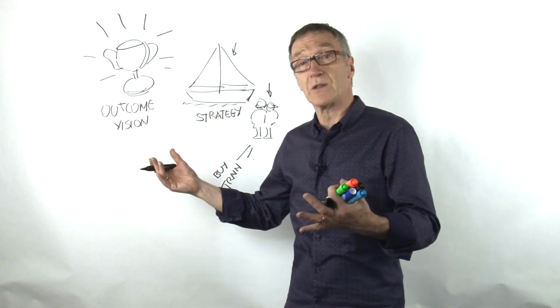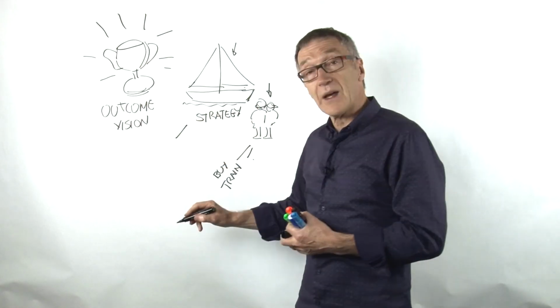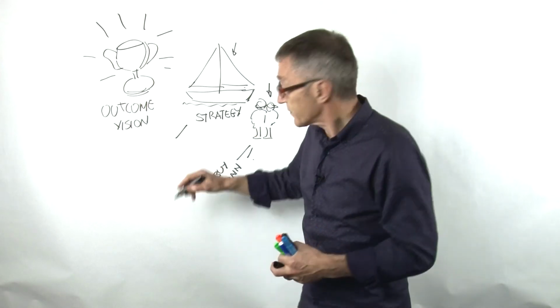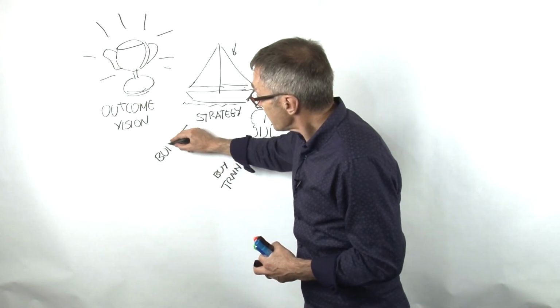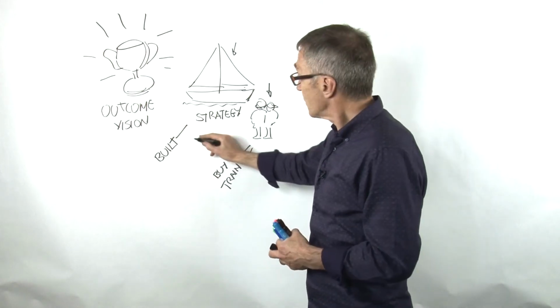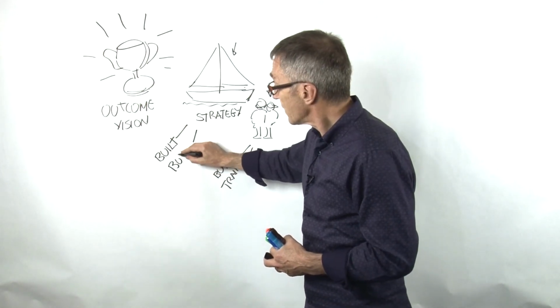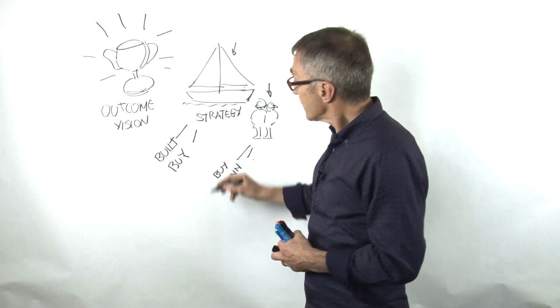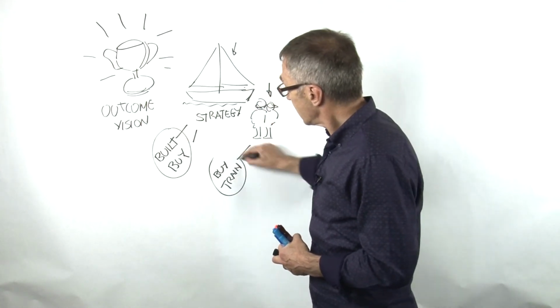Well, there's a number of things we could do there. We could either get it built, an expensive way perhaps, but that might be great. We could also buy one, buy an existing one. So these become our tactics.